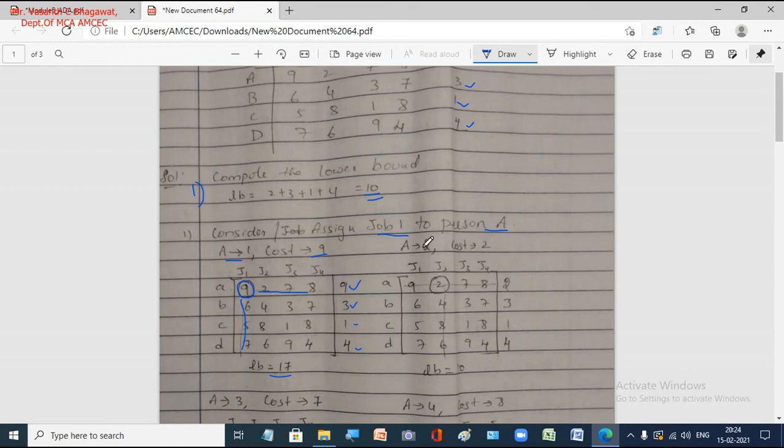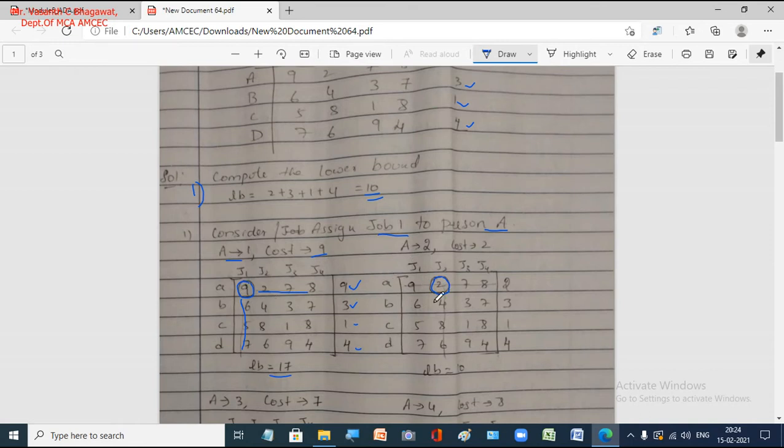Clear? So now we will assign the second job to A. If you assign the second job to person A, we will circle this job and fix it. Now you are assigning the second job to A, whereas in the previous case you assigned the first job.